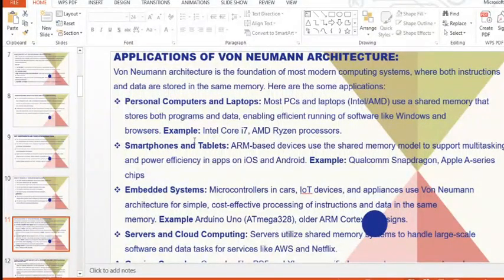Then, what is the applicability? How do we use it in the production environment?